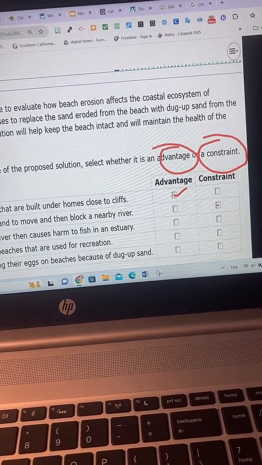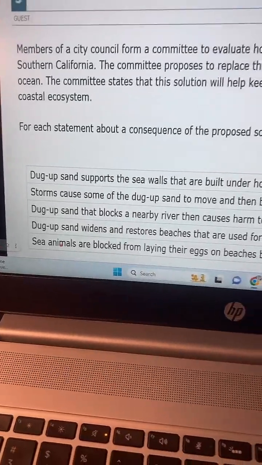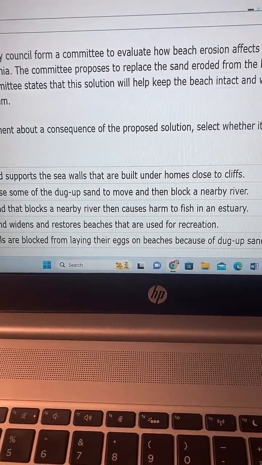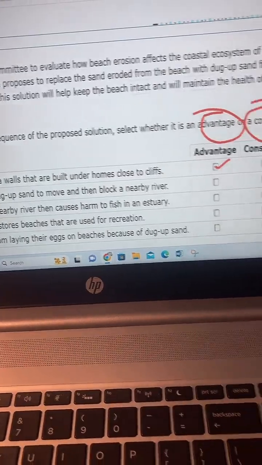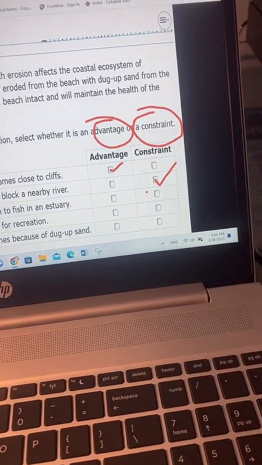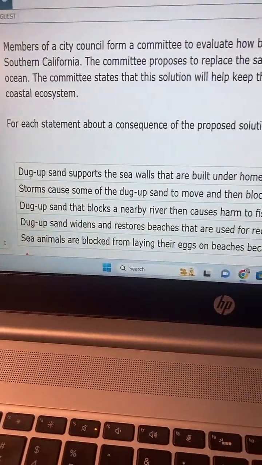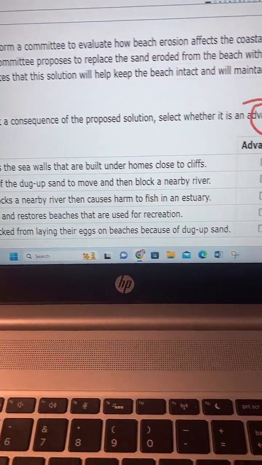Storms cause some of the dug up sand to move and then block a nearby river. Blocking rivers is bad. That's a constraint. Dug up sand that blocks a nearby river then causes harm to fish in an estuary. Fish die. That is bad. Constraint.